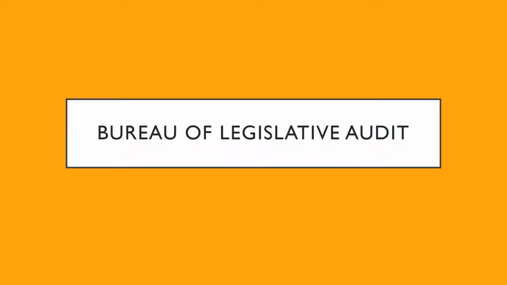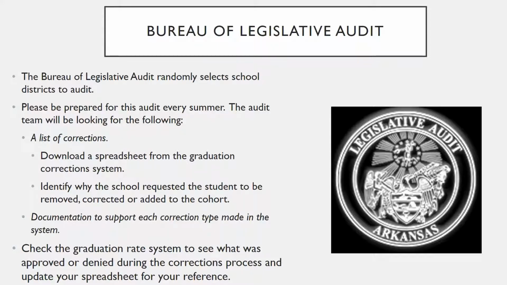The Bureau of Legislative Audit. The Bureau of Legislative Audit randomly selects school districts to audit. Please be prepared for this audit every summer. The audit team will be looking for the following: a list of corrections. Download a spreadsheet of the graduation rate correction system. Identify the school's request for students to be removed from the cohort.